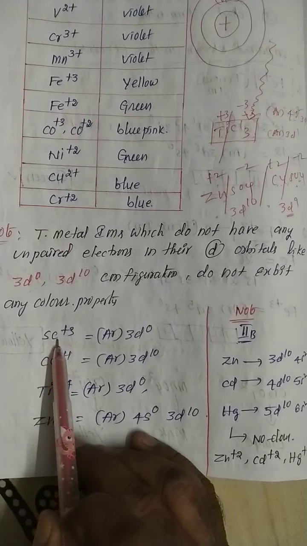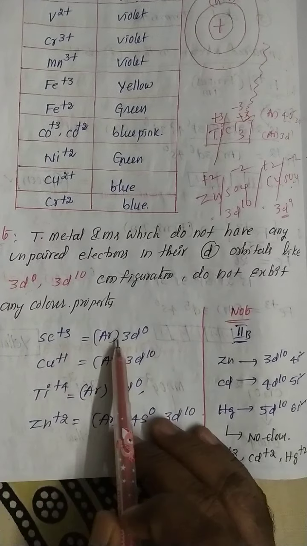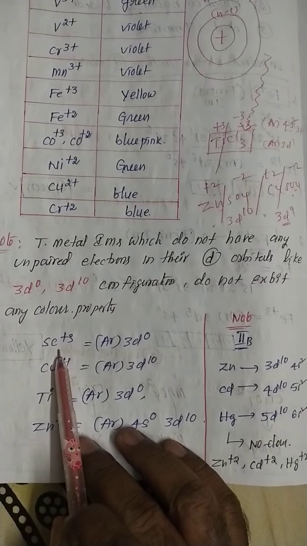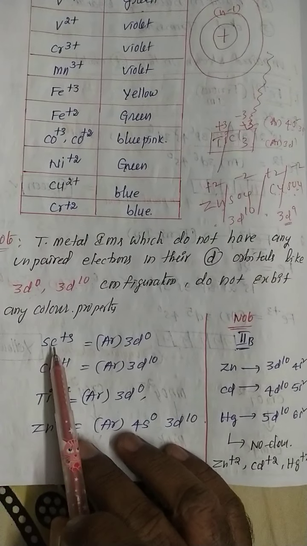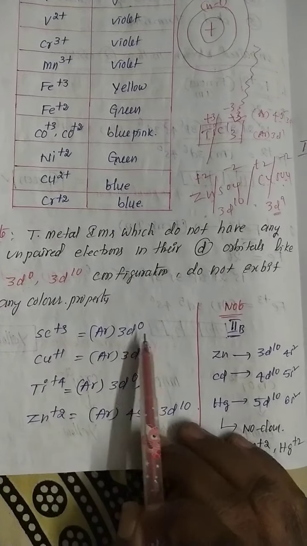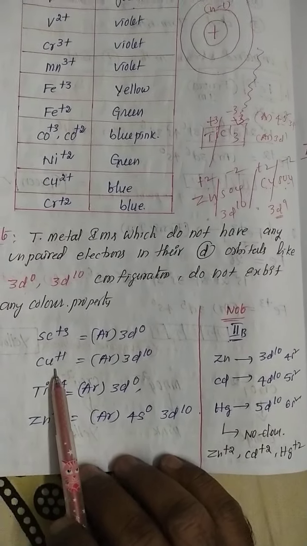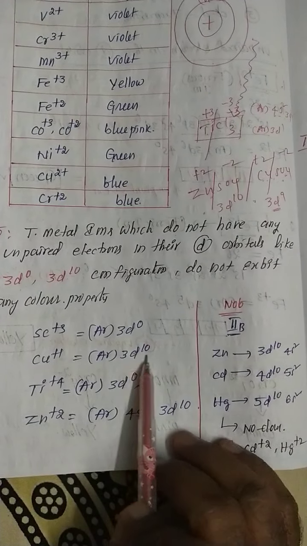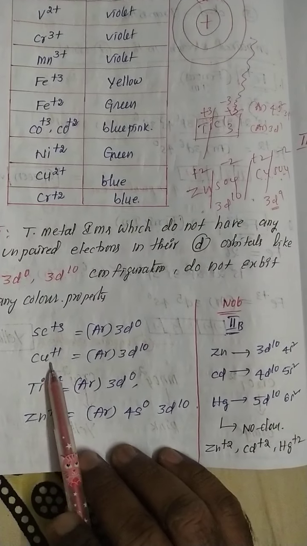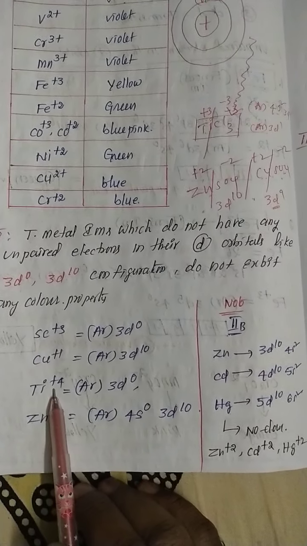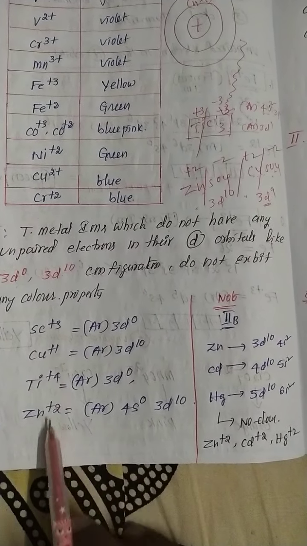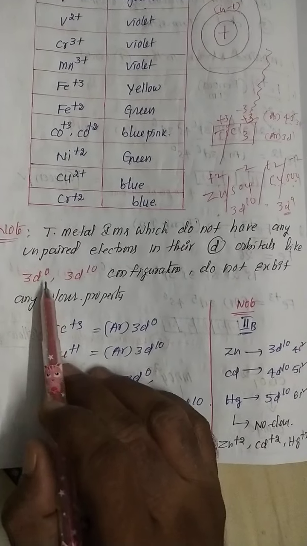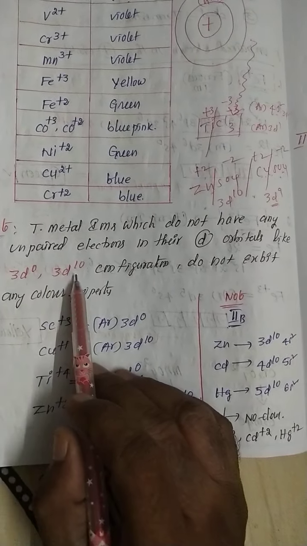For example, see here, scandium plus 3, argon 3d0. 3d0 means if any compound has scandium showing the plus 3 oxidation state, definitely that compound is a colorless compound. Even copper plus 1, because the d orbital is completely filled with electrons. So copper plus 1, scandium plus 3, titanium plus 4, zinc plus 2. In these oxidation states, the compound does not show any color because the d orbital has 0 electrons or 10 electrons.